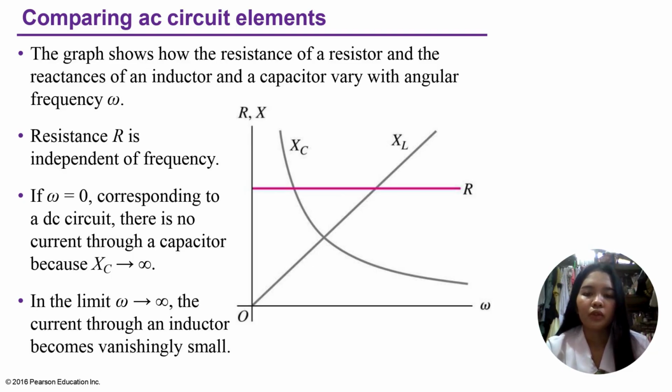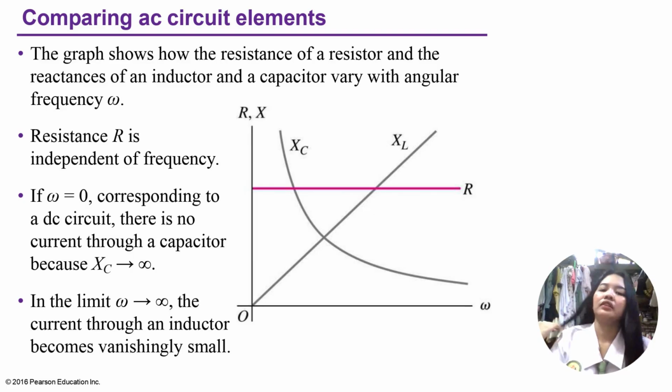This graph provides a valuable comparative overview of how the resistance of a resistor and the reactance of an inductor and capacitor vary with angular frequency. So, as you can see, the horizontal line represents the resistance, the big letter R, which remains constant regardless of frequency, while the upward sloping line represents the inductive reactance, X sub L, which increases linearly with frequency.